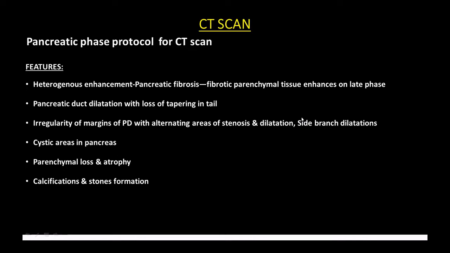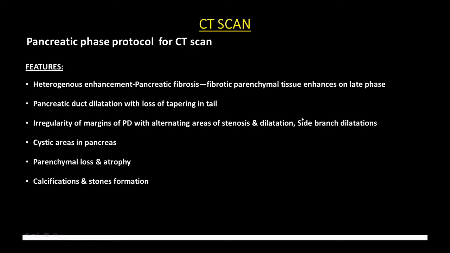And what are the features we are going to see in chronic pancreatitis? In the initial phase, there is presence of pancreatic fibrosis as well as inflammatory areas within the pancreas. So enhancement of pancreas is significantly heterogeneous because fibrotic parenchyma enhances on later phase, while edematous or inflammatory areas enhance on earlier phase. This gives a significant heterogeneous appearance to the pancreas.